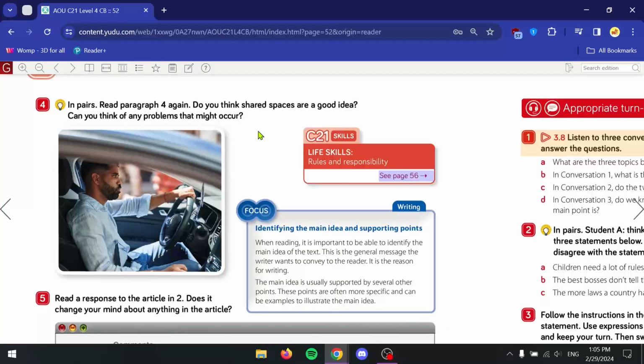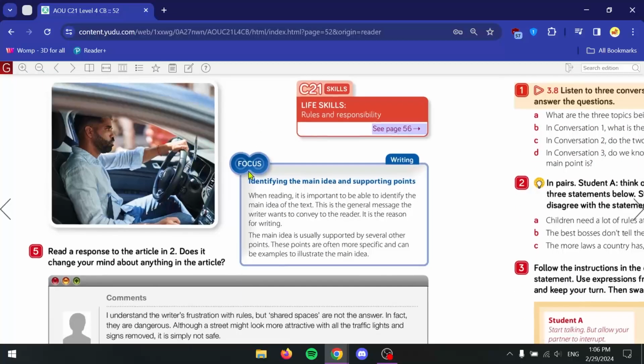A lot of people don't check their blind spots, and cyclists have a tendency to be in your blind spot more often than not. And again, hitting someone in a car, although it's bad, it's not as bad as hitting a cyclist because they could fall over and die. So I don't think shared spaces are a good idea, and I've mentioned some of the problems. If you have more, or if you have a different point of view, definitely put it down.